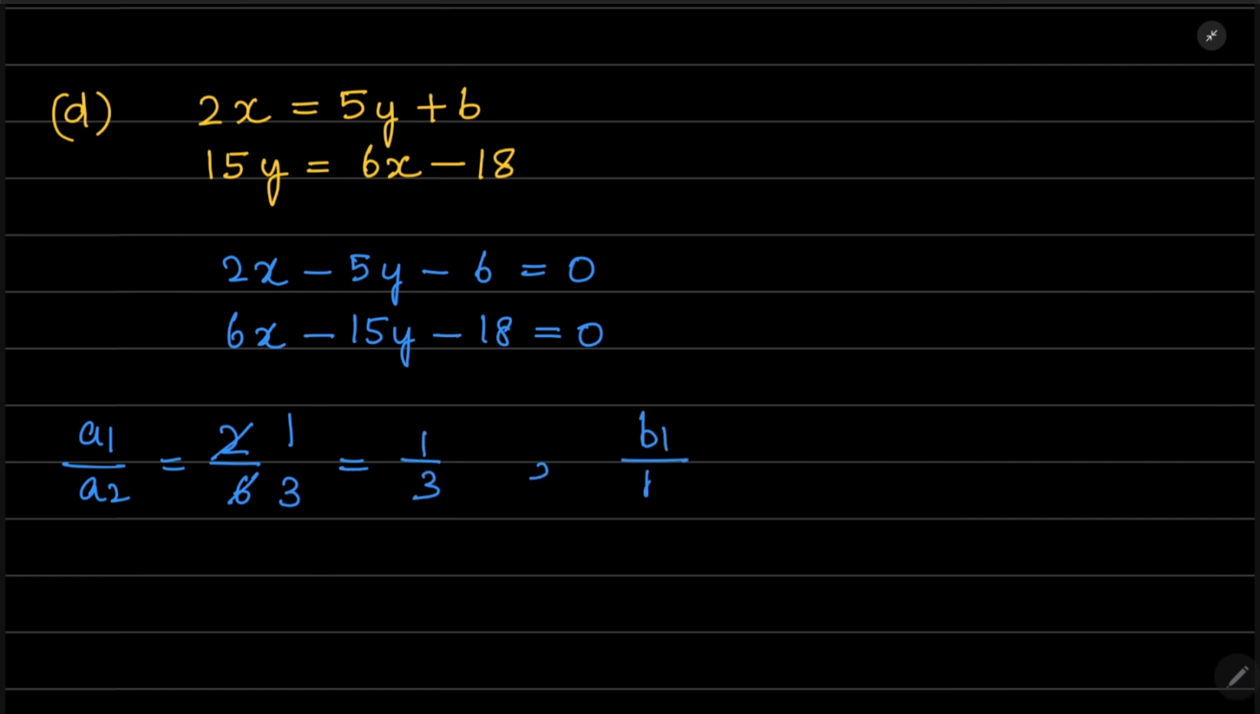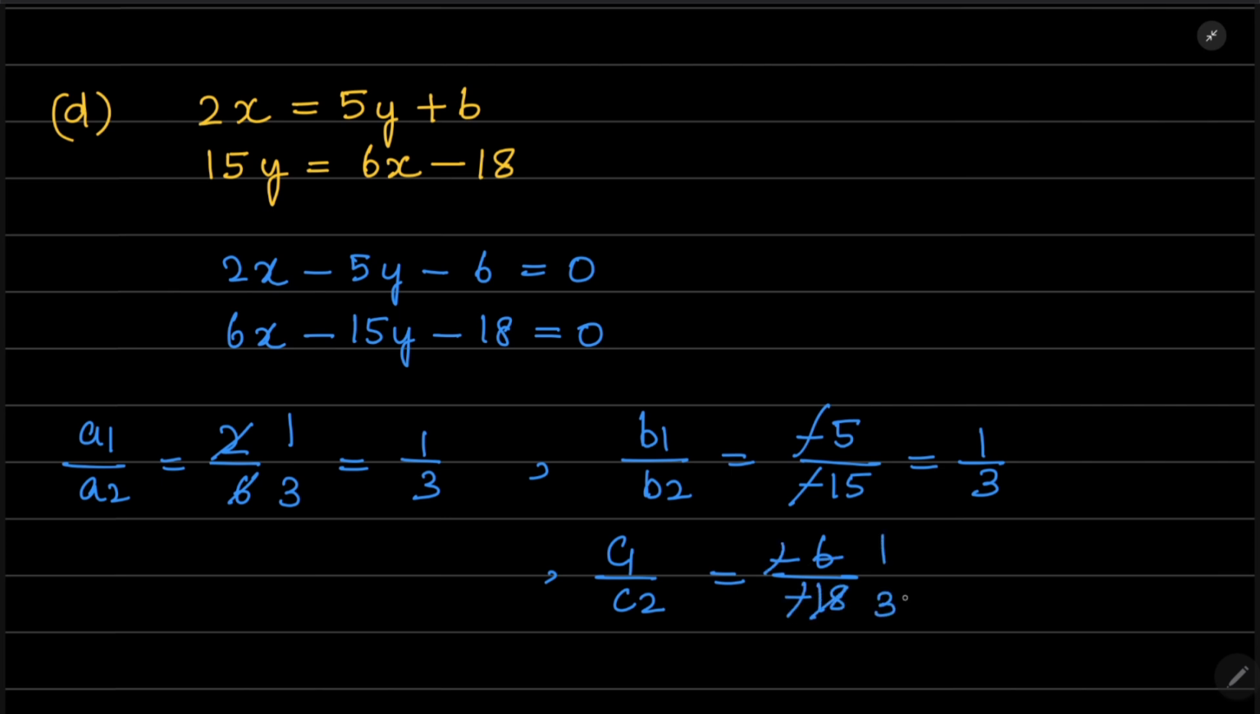What's your B1 by B2 ratio? Minus 5 by minus 15. Minus minus would get cancelled and 5 by 15 is 1 by 3. So you see A1 by A2 is equal to B1 by B2. Let's check for C1 by C2 as well. It is nothing but minus 6 divided by minus 18. So minus minus gets cancelled. 6 ones are 6, 6 threes are 18. Again, this is also equal to 1 by 3.